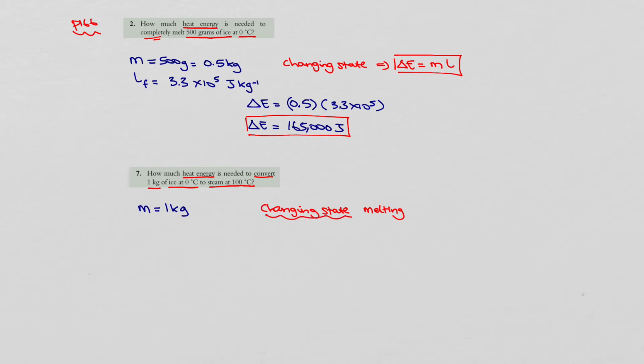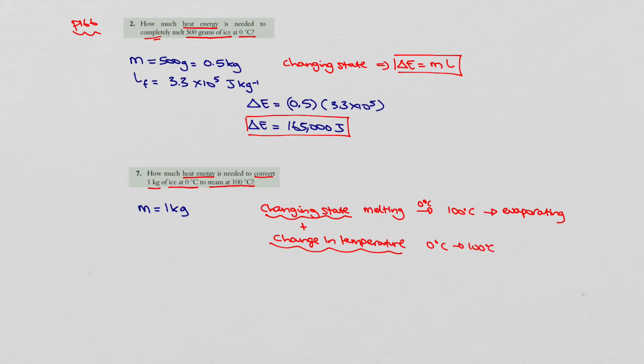Once it melts, it then must go from 0 degrees Celsius to 100 degrees Celsius, at which point it's changing to steam. So therefore it's evaporating. So we have both a change in state and a change in temperature. And that change in temperature is from 0 to 100.